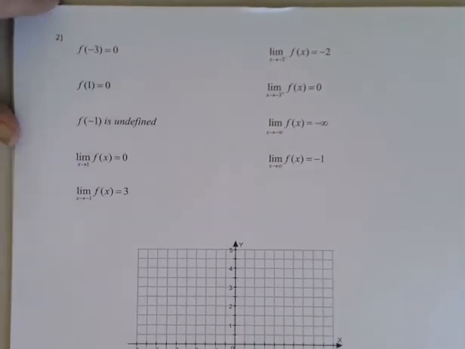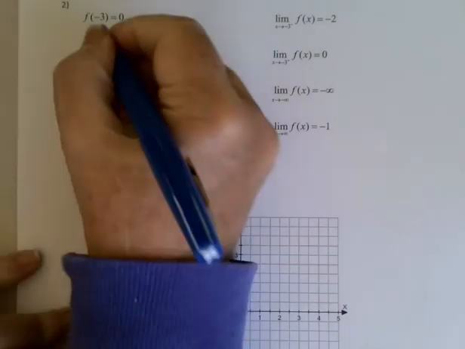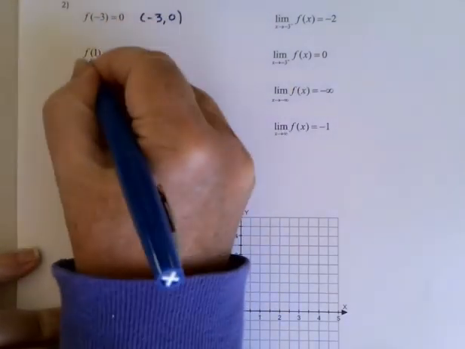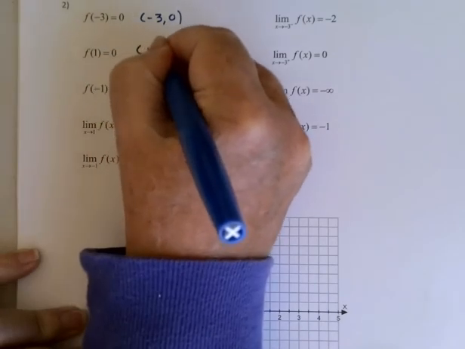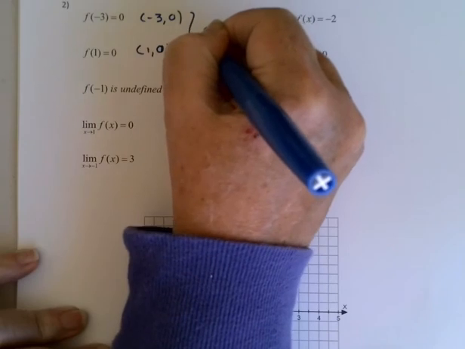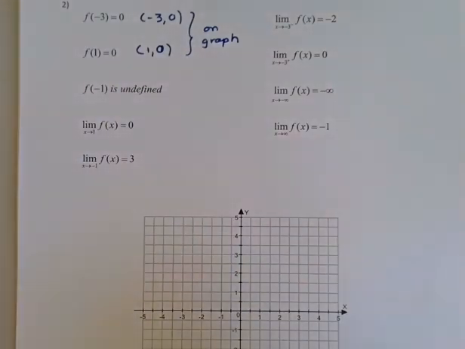In example 2, once again, the first couple of pieces of information are simply points on the graph. -3, 0, and 1, 0 are both on the graph. So once again, I'm just going to plot those 2 points, -3, 0, and 1, 0.